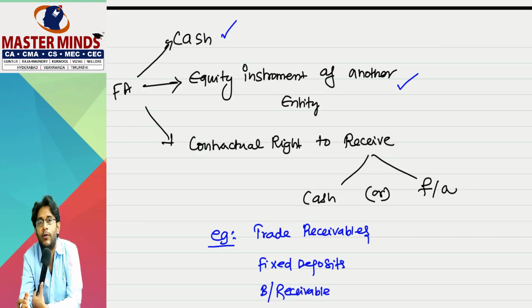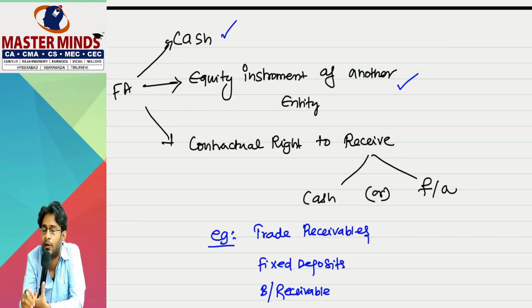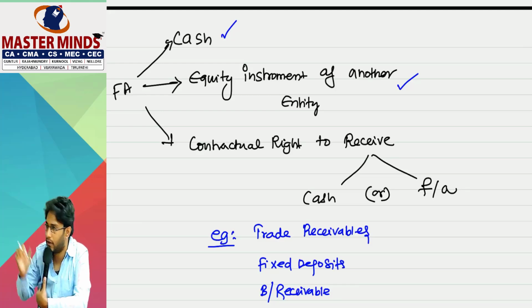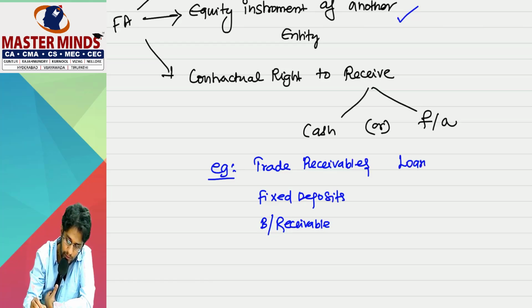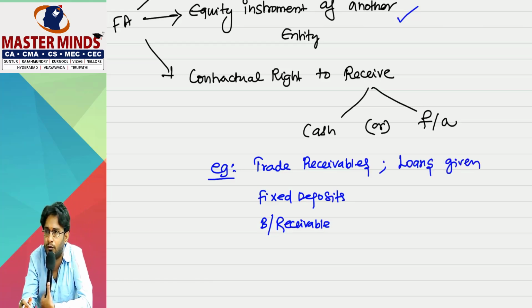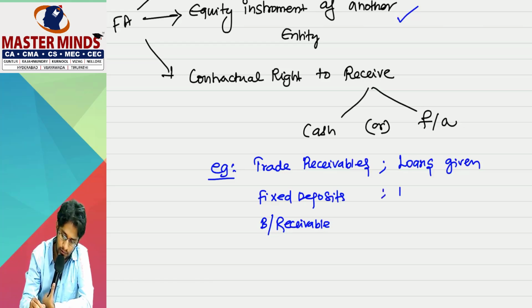In trade receivables, what happened? I sold goods on credit. I have a right to receive money from you. Bills receivable, I have a right to receive money from you. So all this will fall into contractual rights, therefore financial assets. Similarly, loans given. I gave a loan. Do I have a right to receive money from you? Yes. Somebody told investment in debentures or bonds.